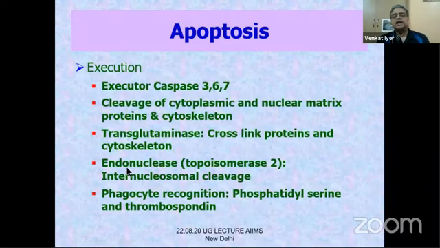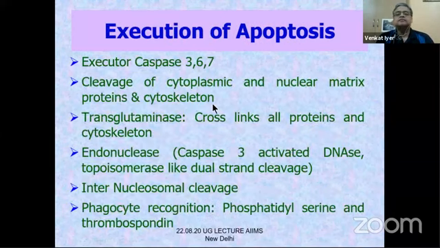The cross-linking is carried out by transglutaminase, which cross-links all the proteins in the cytoskeleton. Executor caspases also cause activation of endonuclease. These are called caspase 3 activated DNases, and they work similar to topoisomerase to produce dual strand cleavage.